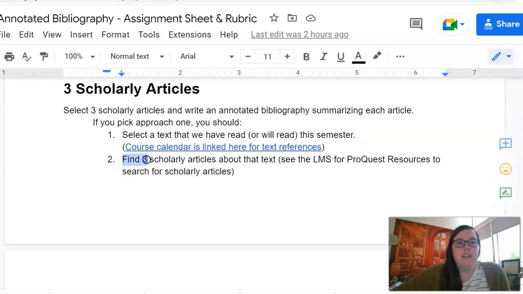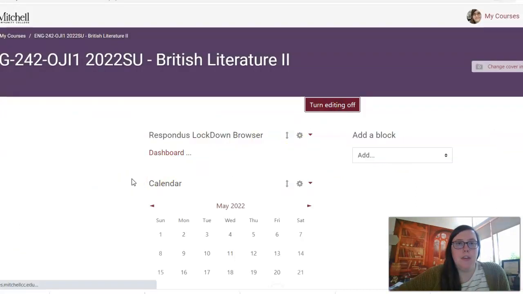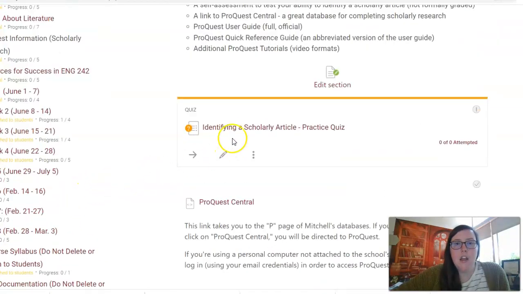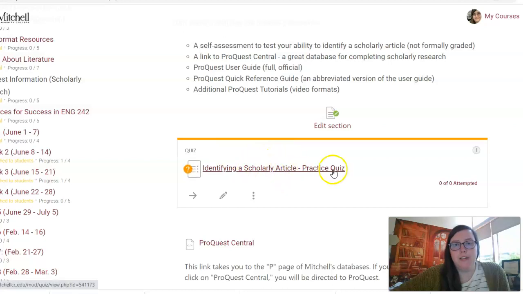Then I want you to find 3 scholarly articles about that text. In the LMS, there are ProQuest resources. They will help you find scholarly articles, but they will also make sure that you know what a scholarly article is. So I would run through this practice quiz. This is not graded, but it'll give you the opportunity to make sure that you know what a scholarly article is.